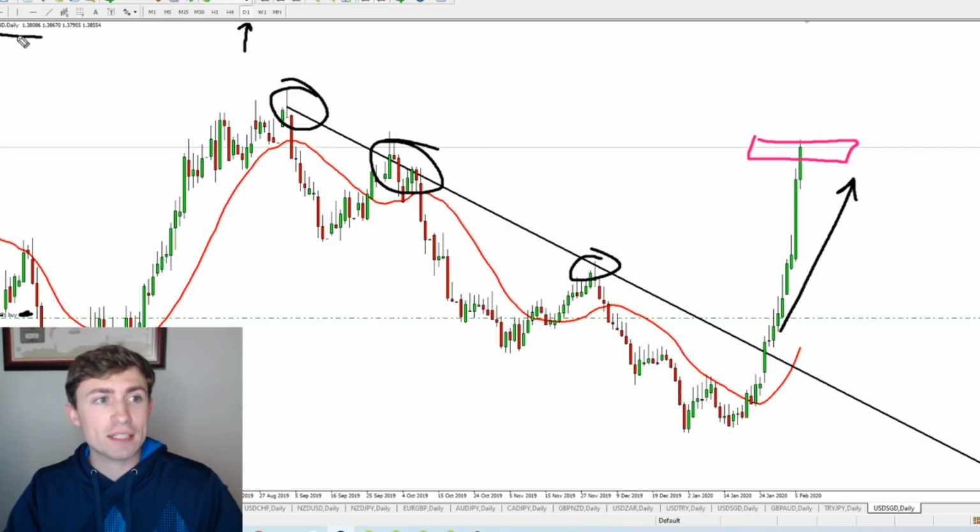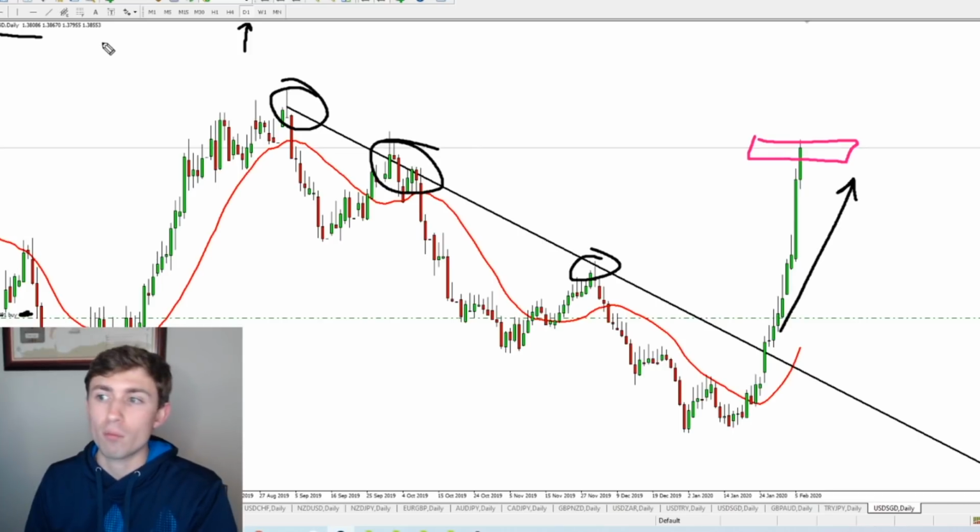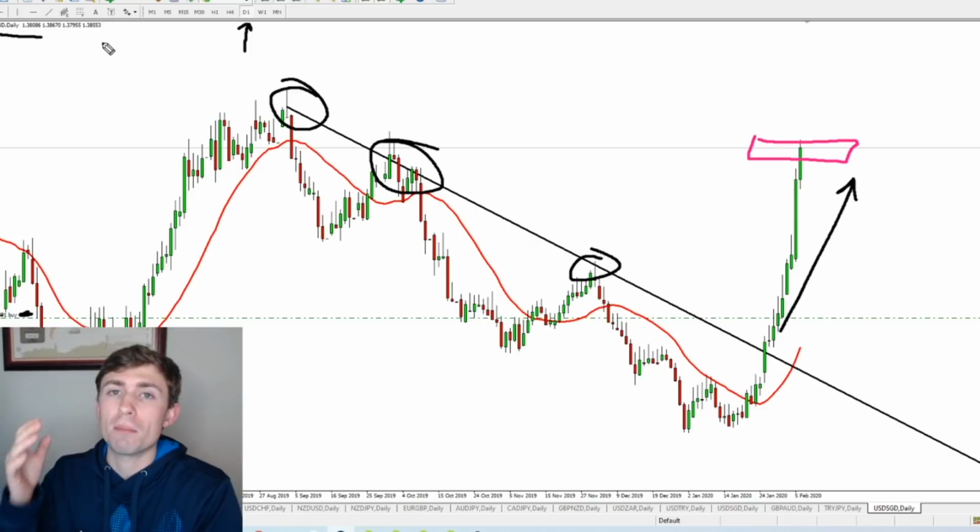Now you might be noticing that I'm trading USD SGD. This is a little bit more of an exotic pair. It's not super traded. It's not something like Euro USD or pound dollar, right? This is a more exotic pair. And what I'm looking to do with this particular position is catch as much move as the market wants to give me.